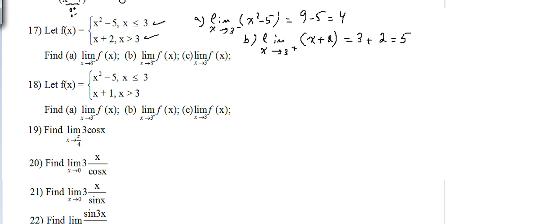What is the limit of f of x as x tends to 3? It does not exist. Why? Because what we have here is the left-hand limit, 4, not equal to the right-hand limit at 3 plus, which is 5, then the limit does not exist.